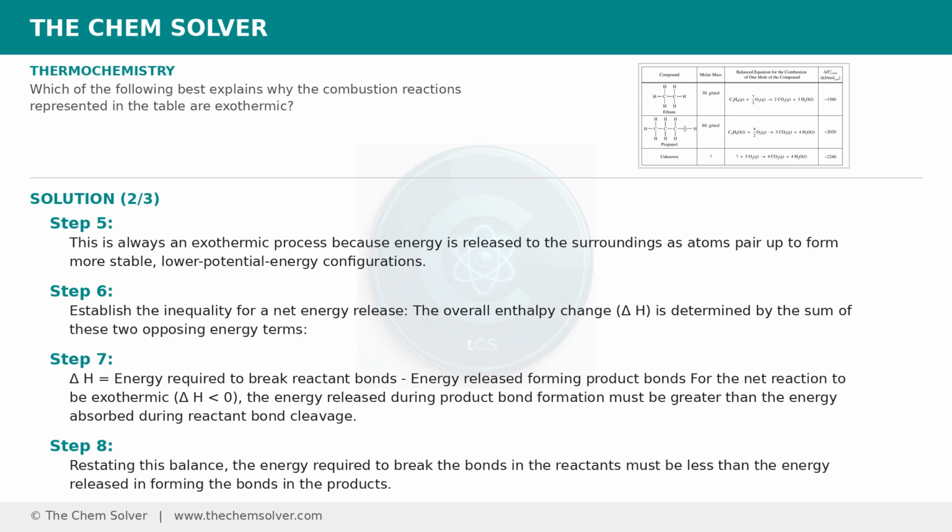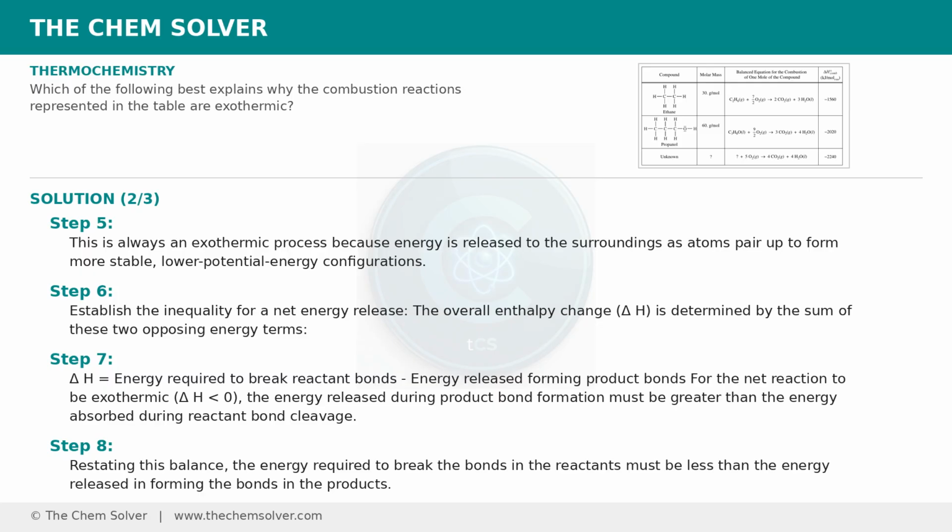Establish the inequality for a net energy release. The overall enthalpy change, delta H, is determined by the sum of these two opposing energy terms. Delta H equals energy required to break reactant bonds, minus energy released forming product bonds. For the net reaction to be exothermic, delta H less than 0, the energy released during product bond formation must be greater than the energy absorbed during reactant bond cleavage.